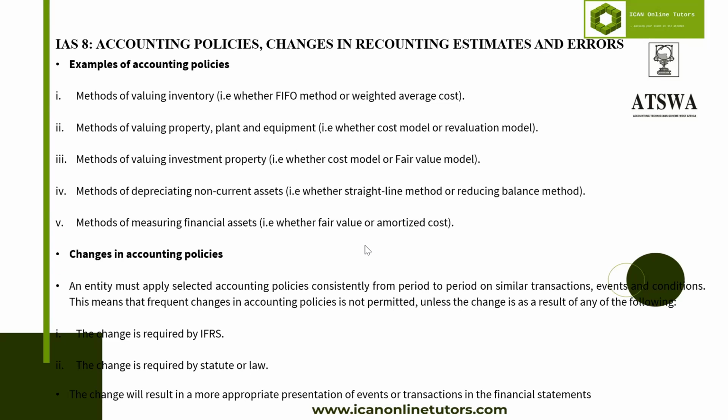Method of depreciating non-current assets. We have a lot of methods of depreciation, but the two commonly used are the straight line method and the reducing balance method. Lastly, method of measuring financial assets. Here we're talking about IFRS 9, whether at fair value or at amortized cost. These are very good examples of accounting policies. So as an accountant, you need to know which policy your organization uses, and you must be consistent in its usage.